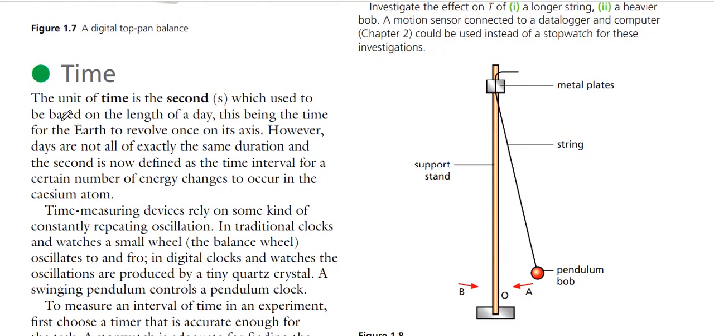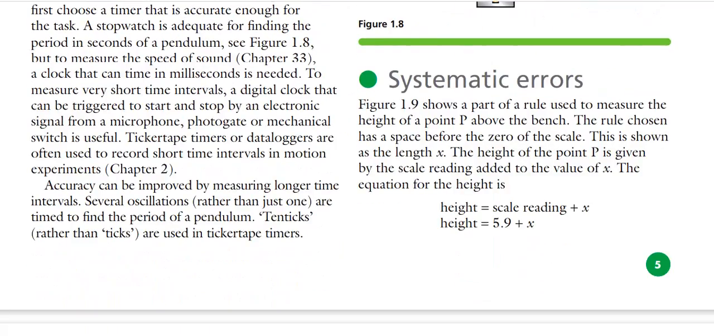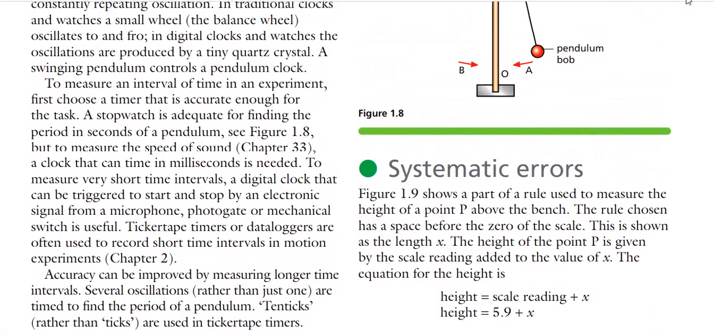Now there's time. The unit of time is a second, which used to be based on the length of a day. So it's basically seconds, minutes. You know what time is. It basically is because the earth is rotating. So each part of the earth is facing the sun at different times. And I think time is pretty easy.